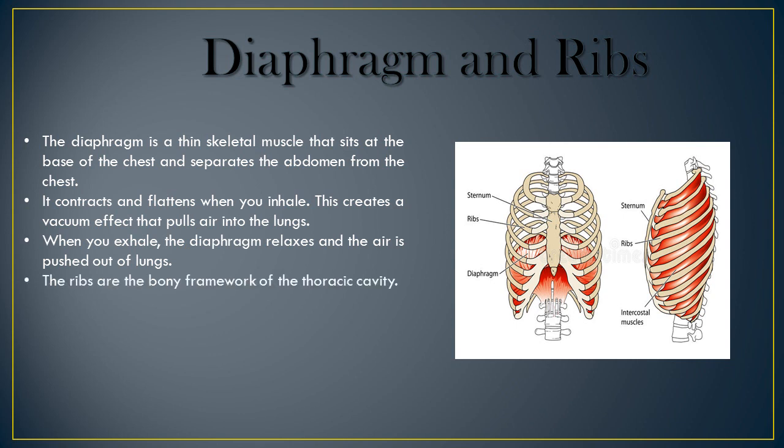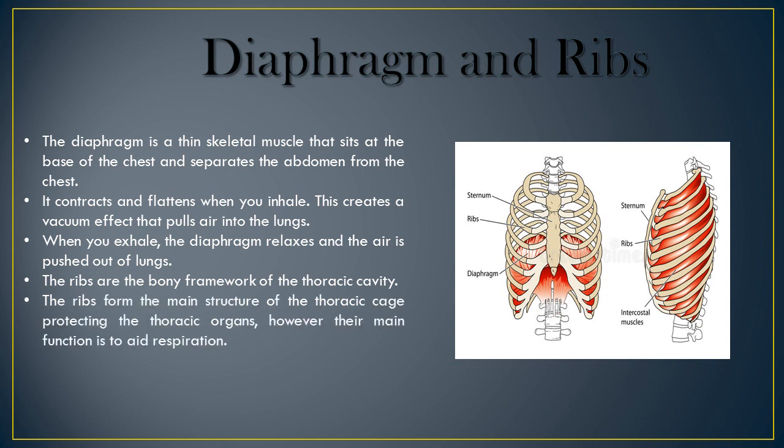The ribs are the bony framework of the thoracic cavity. The ribs form the main structure of the thoracic cage, protecting the thoracic organs. However, their main function is to aid respiration.